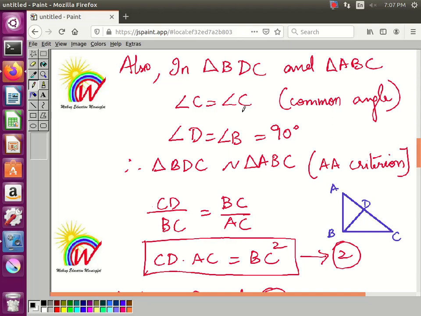Now the second thing is, here angle D is 90 degrees and angle B is 90 degrees, right? So angle D for the little triangle and angle B for the larger triangle, they both are 90 degrees. So again from these two triangles we are getting two angles equal to each other, right? So the third angle automatically turns out to be equal. So by the AA criterion, triangle BDC is similar to triangle ABC.